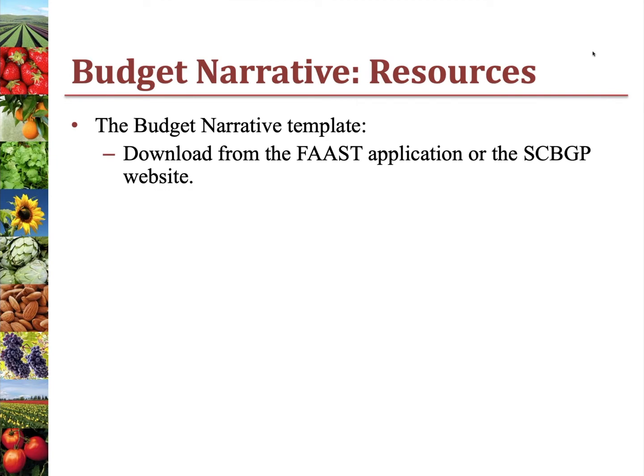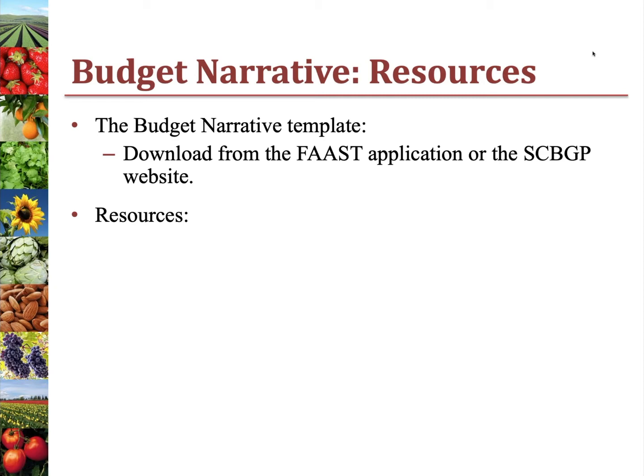To begin, download the template from the budget narrative section in the FAST application or from the SCBGP website and save it to your computer. There are 11 pages total in the template, but there is no minimum or maximum number of pages for your completed budget narrative. We ask that you do not change the formatting of the template except to add or delete rows in the tables as needed. Please leave it as a Word document with 12-point Arial font and 1-inch margins.